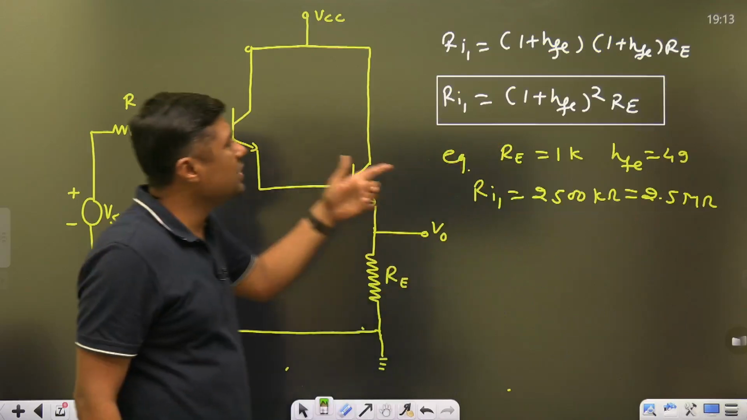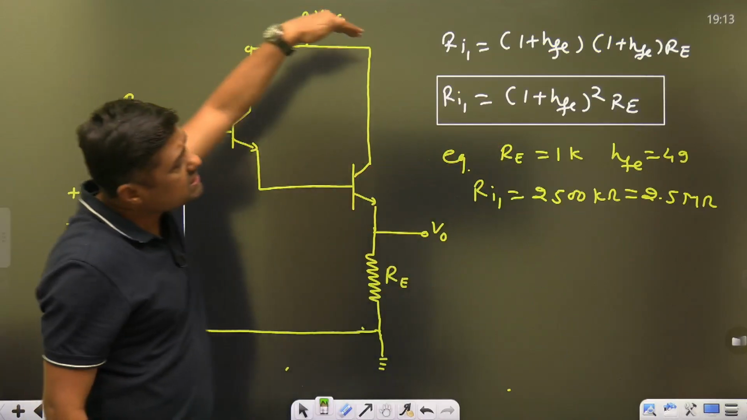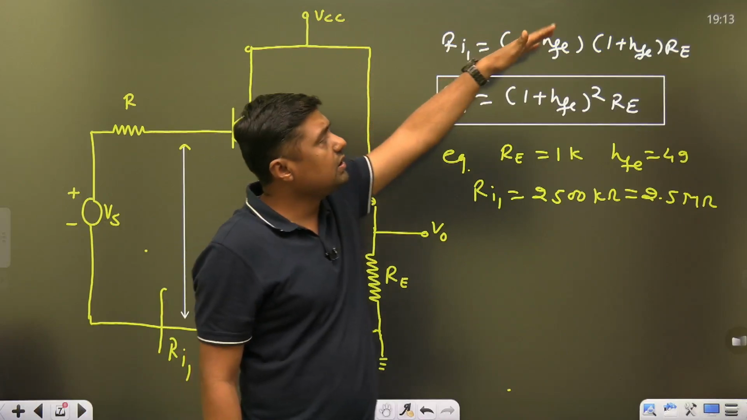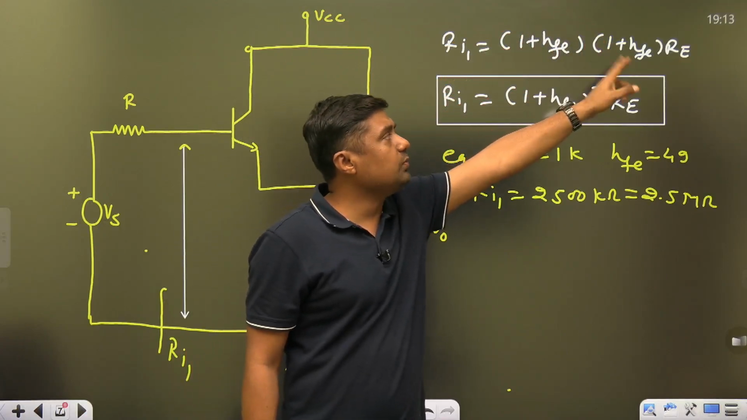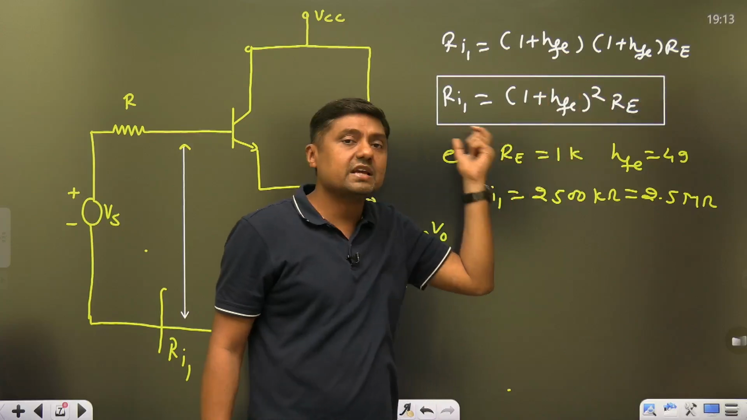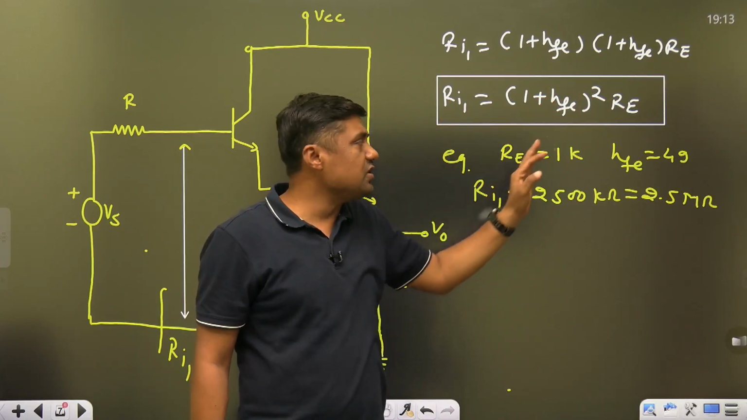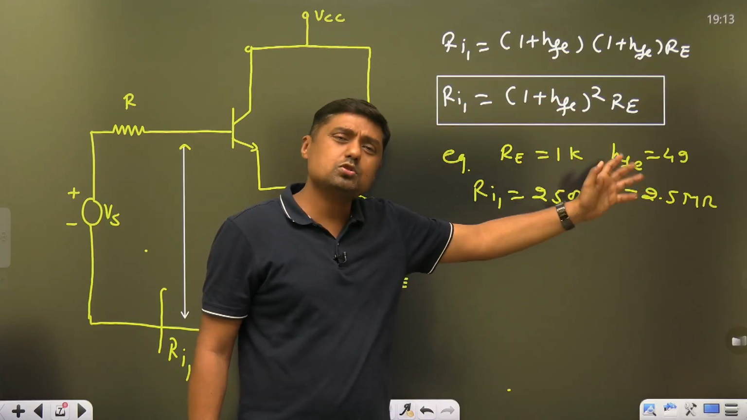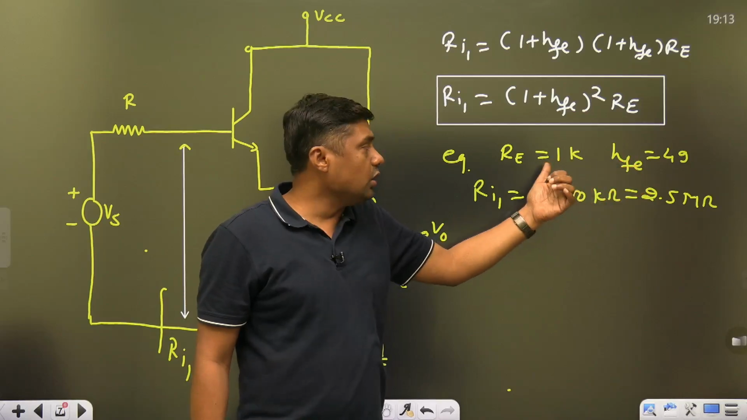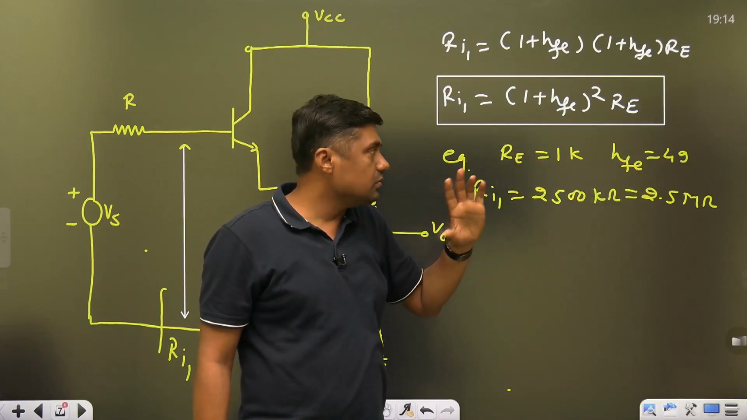अब आते हैं नेक्स्ट पेज पर. तो जब मैं इनपुट रेजिस्टेंस निकाल रहा हूं, तो 1 plus HFE into RL1, that is 1 plus HFE RE, it will become 1 plus HFE square times of RE. Now if suppose HFE is only 49, this is almost the lowest value of the HFE, then what RE is 1 kilo ohm, put here.